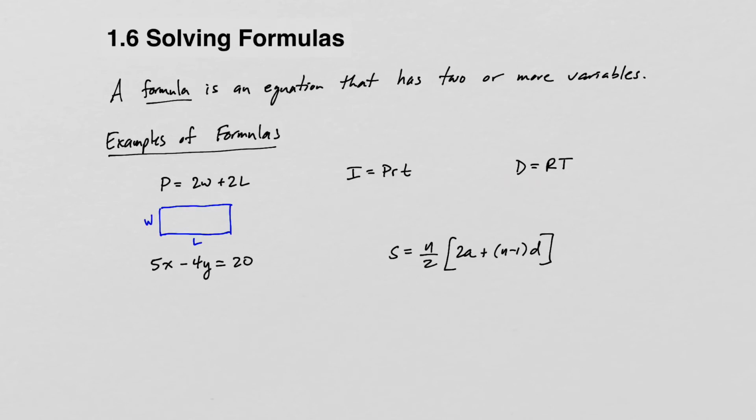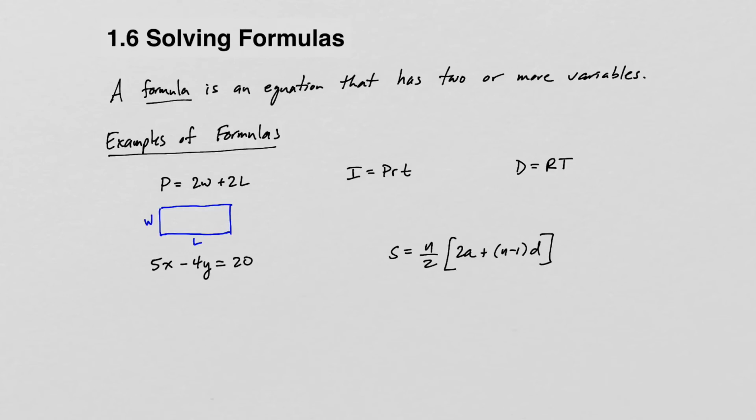Next formula, D equals RT. This is a formula that distance equals rate times time. And again, it's kind of difficult to draw a picture of this formula. It has to do with things moving and covering distances in amounts of time. But we will talk about both of these formulas later in the course.